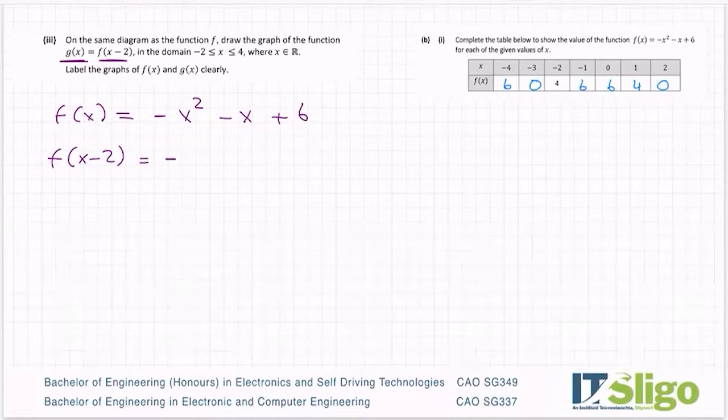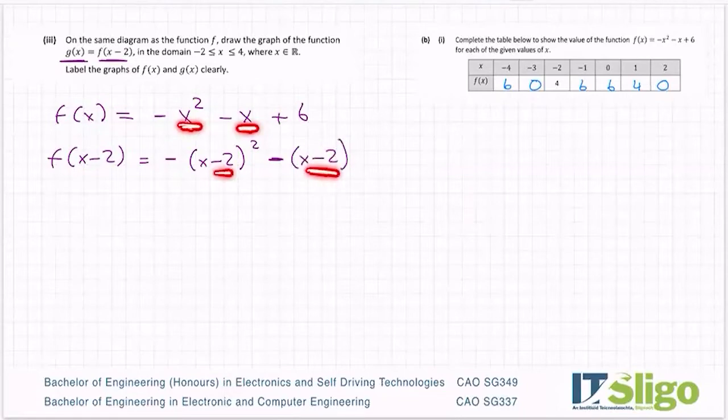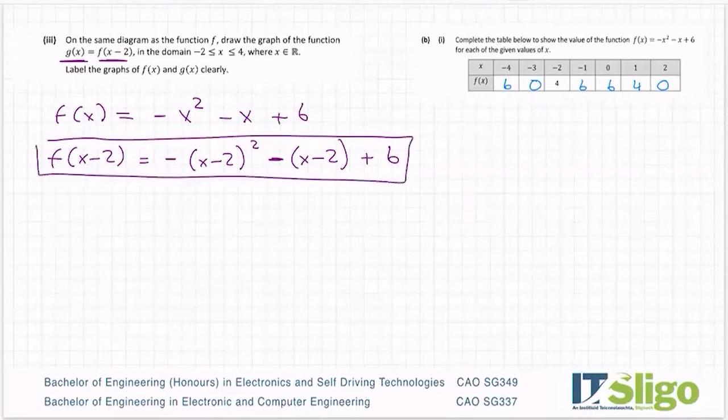So this x here gets replaced with x minus 2 in my new function, okay? And then this x here gets replaced again with x minus 2. And you can see I'm putting the replacements in brackets, and it's because of all these minus signs popping around the place. I want to make sure my signs are right, okay? So that is the expression you need to plot f of x minus 2.